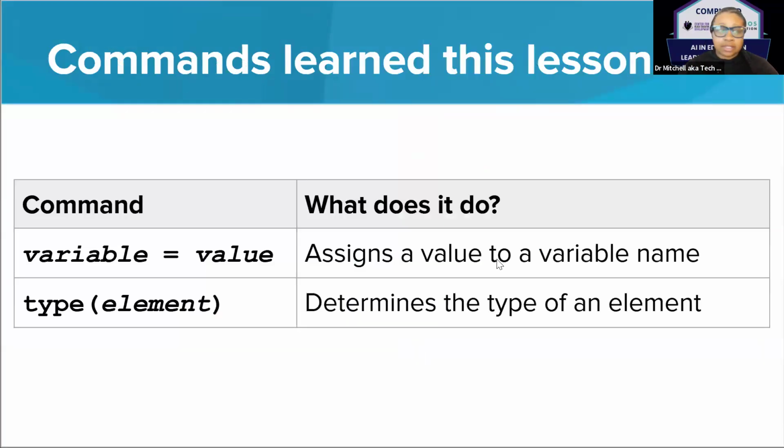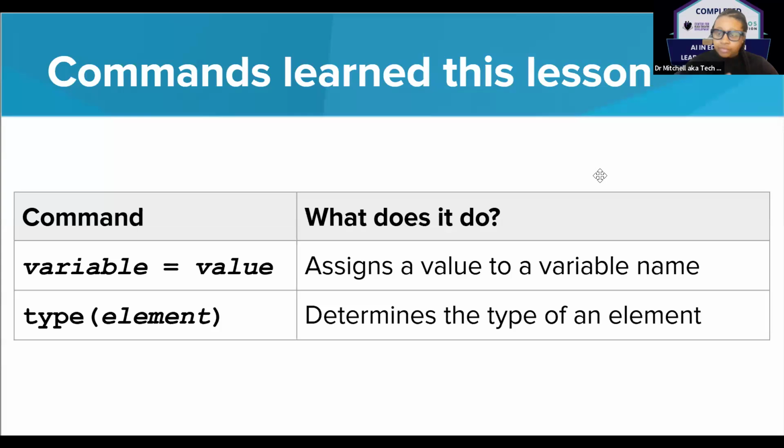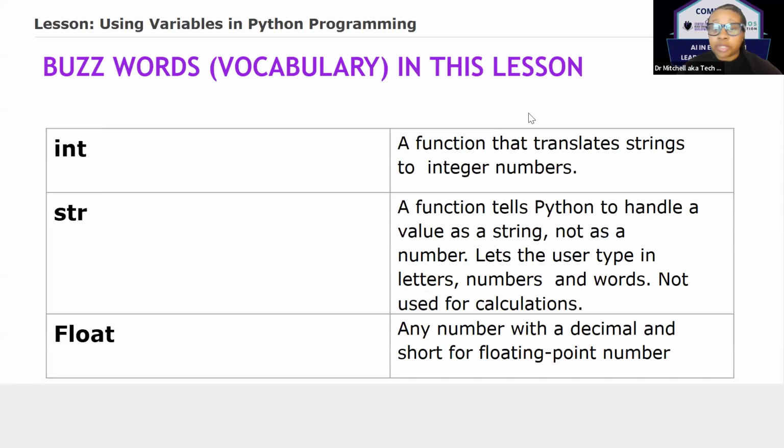And same thing there. So the commands you learned in this lesson, again, your variable equals a value. Again, that assigns the value, or as I like to say, it's the container that stores something that you're going to use later. And then the type element, knowing what type of data type that you're using. Again, these are our buzzwords. You can go back to this. Again, a float is short for the floating point number.